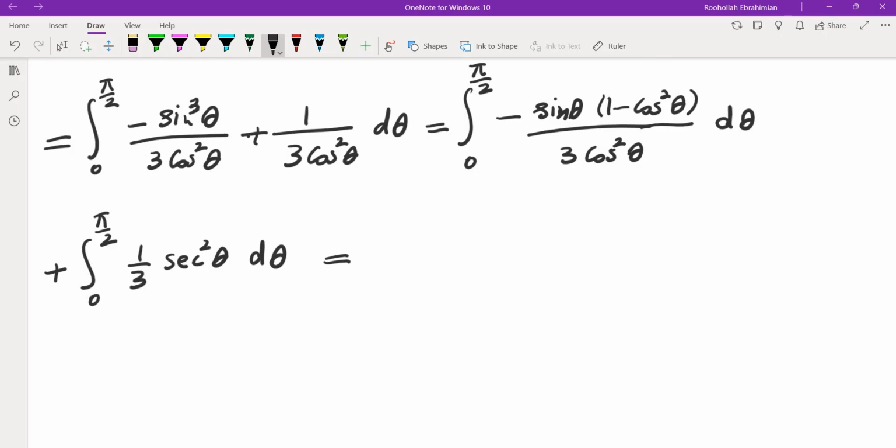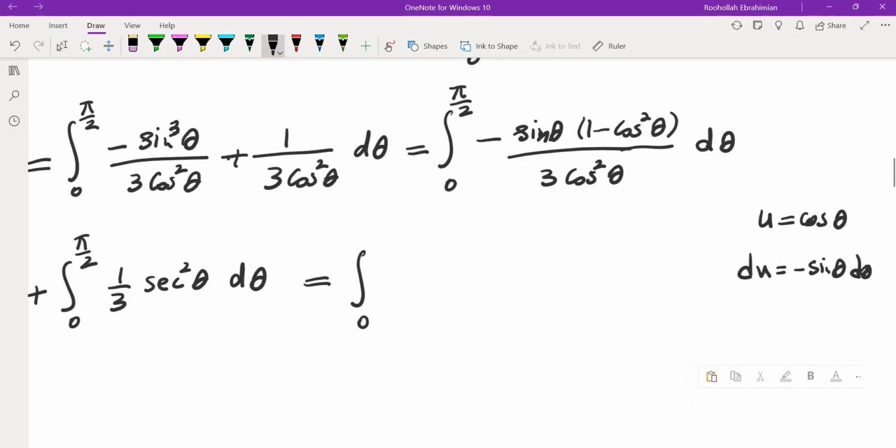We can do that separately. So this is the integral from 0 to pi over 2. If you do a u substitution for cosine, we get du equals negative sine theta d theta. So this gives us (1 minus u squared) over 3u squared du. This is when you substitute u equals cosine.